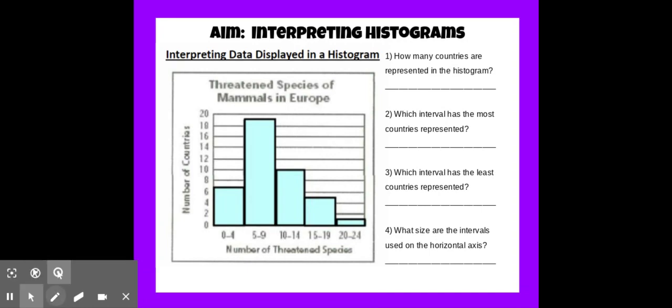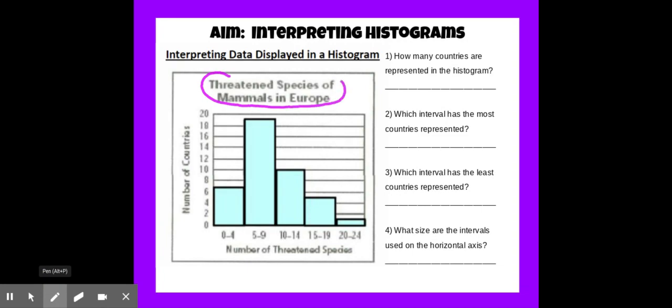So if you look here, it gives us a title, and it's telling us threatened species of mammals in Europe, okay? And then over here, the y-axis tells us how many countries in Europe. And then down here, the x-axis is just telling us the number of threatened species. So you could say there are 10 countries that have between 10 and 14 threatened species. So that's how you would use it.